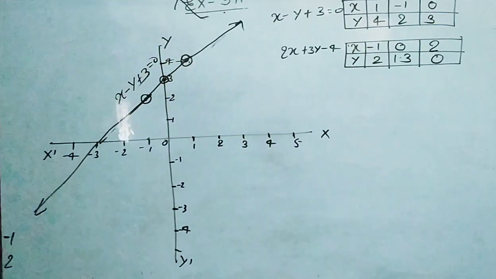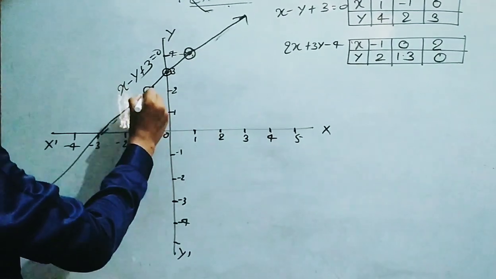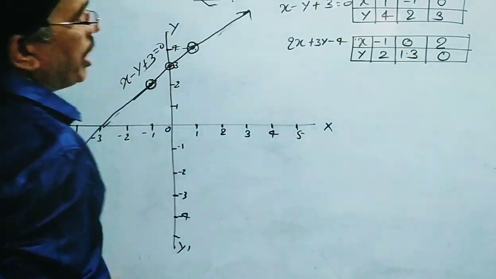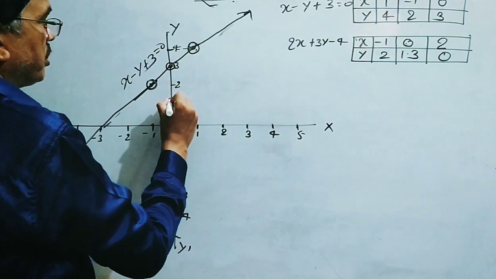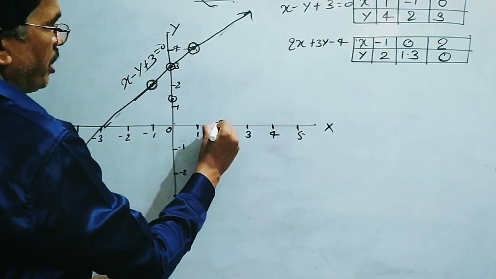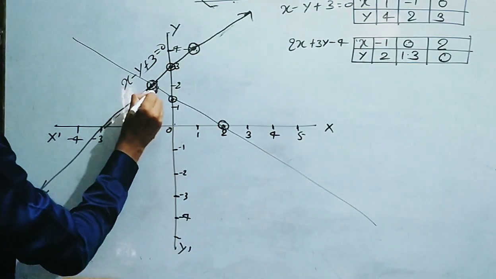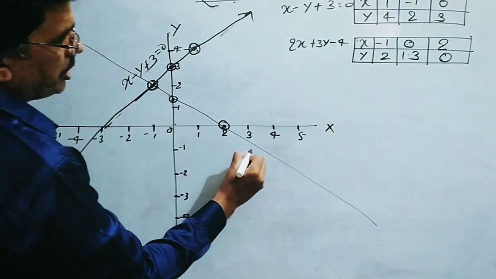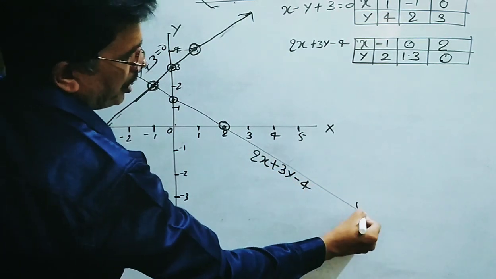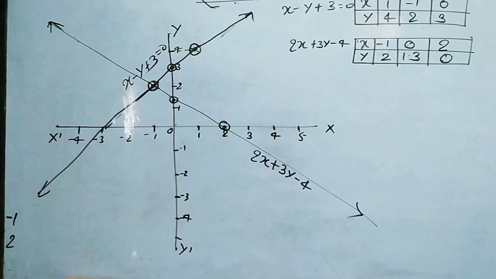First graph is this. Second graph: x is equal to minus 1, y is equal to 2 is here. Next, x is equal to 0, y is equal to 1.3 approx is there. And x is equal to 2, then y is equal to 0, that is there. So with the help of a scale, you draw another line, intersecting these two lines right here, and you write this is 2x + 3y - 4 = 0. Both sides arrow sign here. Then the two lines of the graph we find with the help of the table.